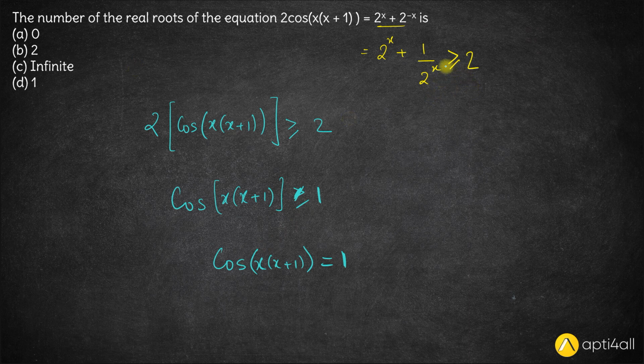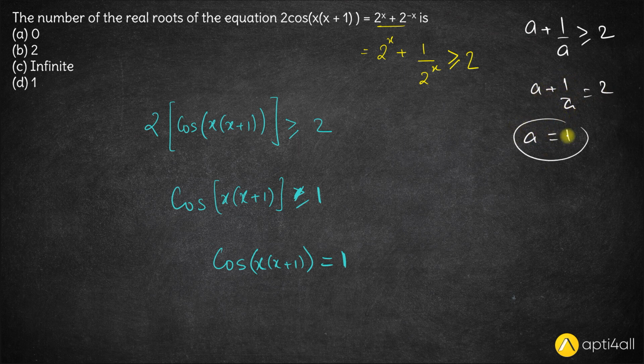So here we need equality, and equality we know happens when both these terms are equal. So if a plus 1 upon a is greater than or equal to 2, it will be equal to 2 when a is equal to 1 upon a, that is when a is equal to 1. Hence here equality will hold when 2 to the power x is equal to 1. Now for what value of x will 2 to the power x be 1? When x is 0. Only for x equal to 0, 2 to the power x will be 1.